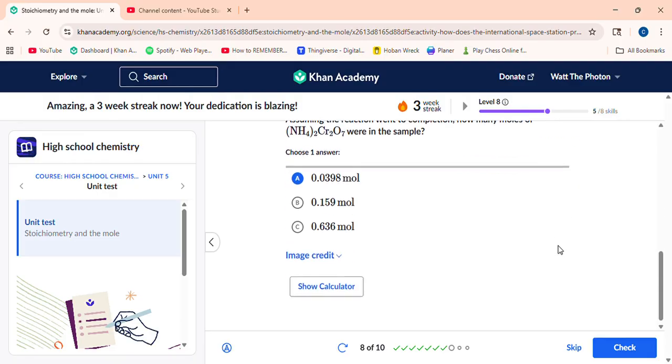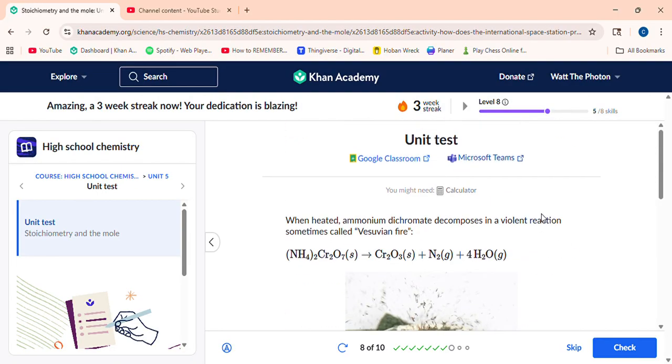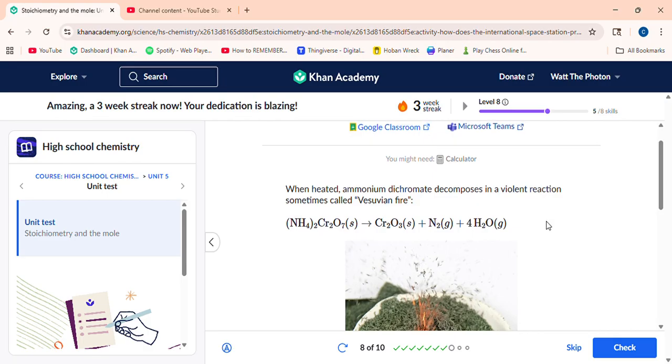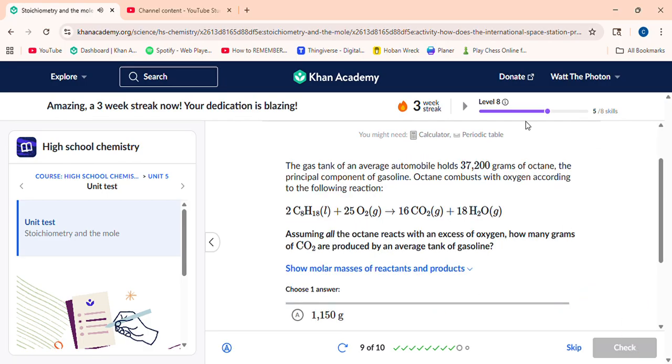0.3975. Larger mole doesn't make sense. The same amount of moles doesn't make sense. You multiply by 4, that also doesn't make sense.